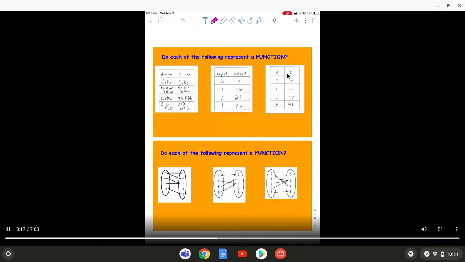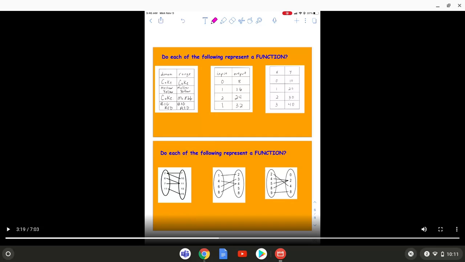Now let's look at this one down here. We're going to do the same thing. I'm going to draw my vertical lines and we're going to test to see if this is a function. And as you can see, every single line hits it twice, right here and right here, right here, right here. So that is not a function.